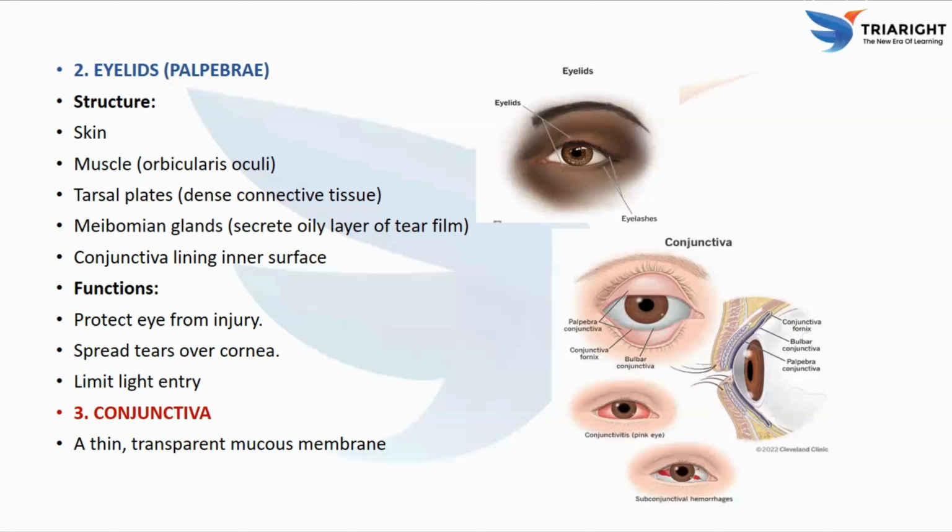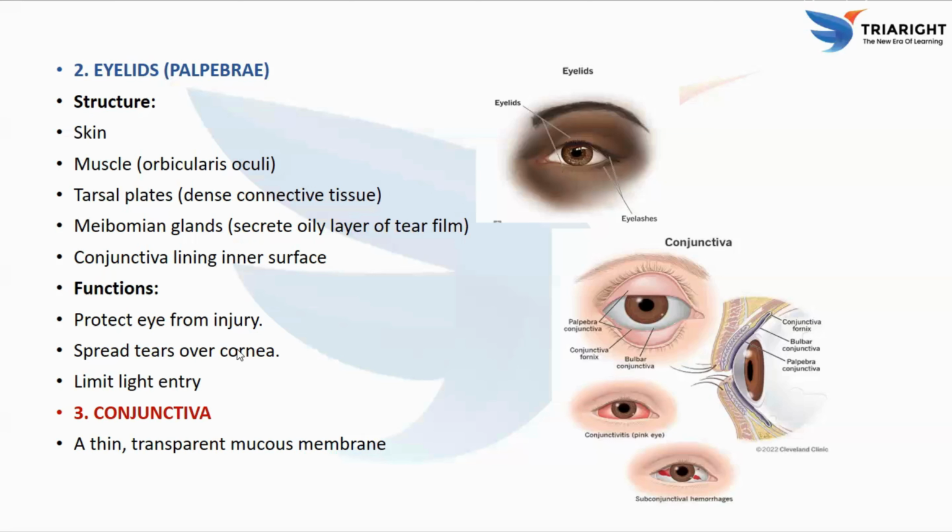Next, the last structure is the conjunctiva, which lines the inner surface. This is a thin mucous membrane which is attached to the inner eyelid. It helps to keep the eyelid surfaces moist and smooth. So what are the functions of the eyelid?